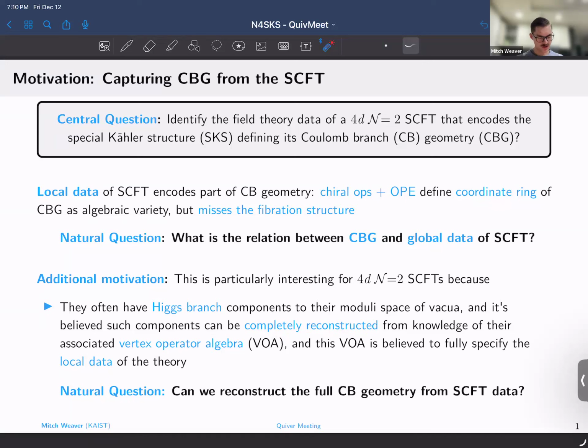So again, the natural question that results from this motivation is: is it possible to actually reconstruct the Coulomb branch geometry entirely from SCFT data? So that's kind of what we're getting at.